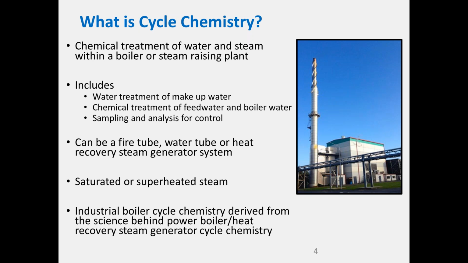And basically all the industrial boiler cycle chemistry information and knowledge and guidance out there is derived from the science behind the power boilers and the heat recovery steam generator cycle chemistry. So a heat recovery steam generator is what we put behind large gas turbines. If you're driving on the motorway in Auckland, you go past the Otahuhu power station, that's what that is, and that's just another type of boiler, but we don't really go into too much on that.